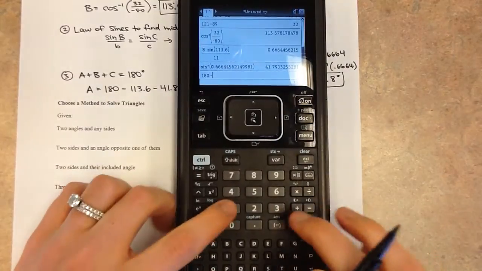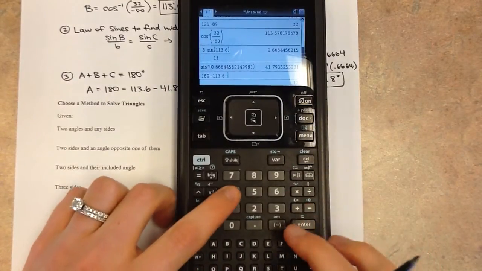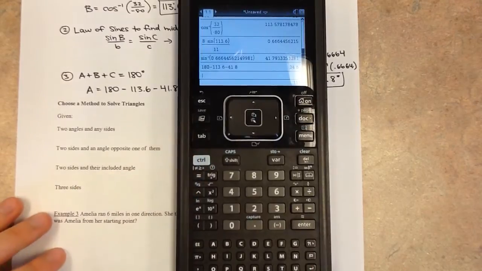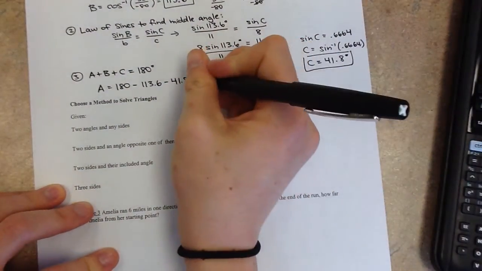So 180 minus 113.6, and then minus 41.8. That leaves us with angle A, which is 24.6.